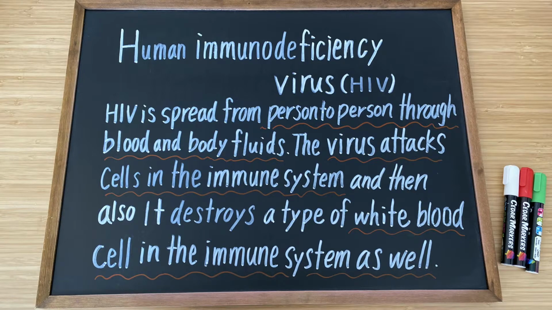Human immunodeficiency virus, HIV. HIV is spread from person to person through blood and body fluids. The virus attacks cells in the immune system and also destroys a type of white blood cell in the immune system as well.